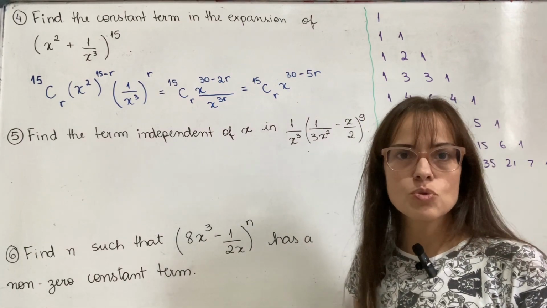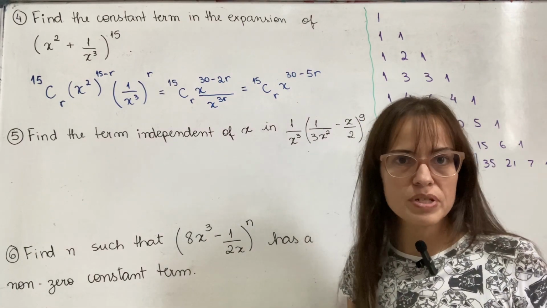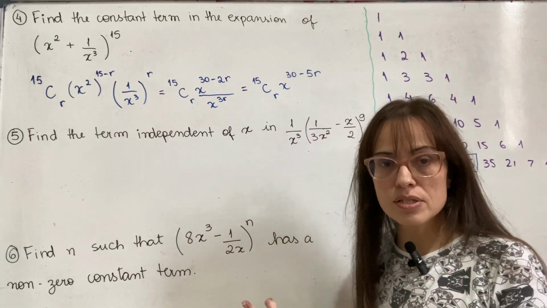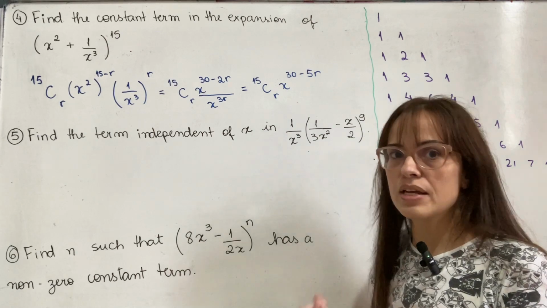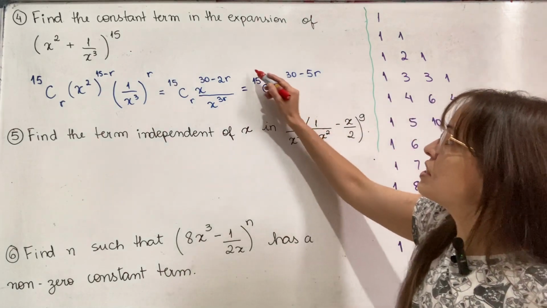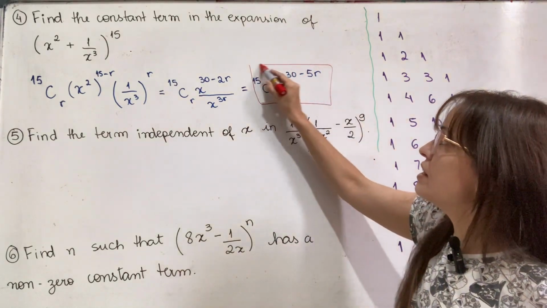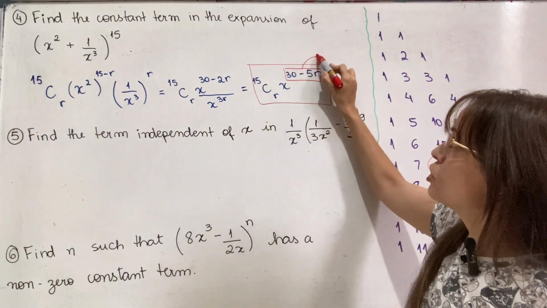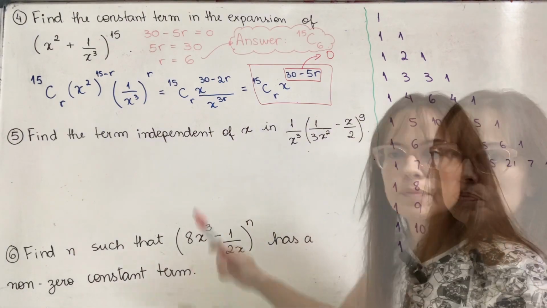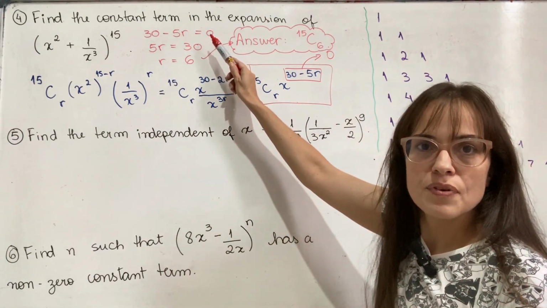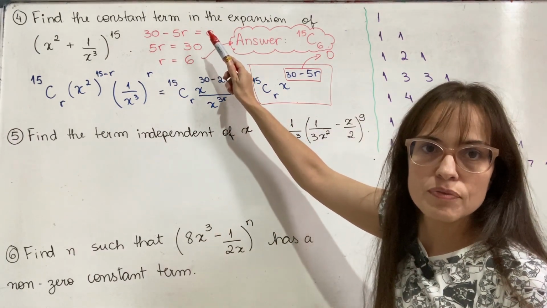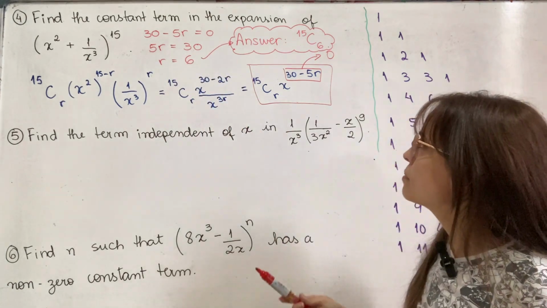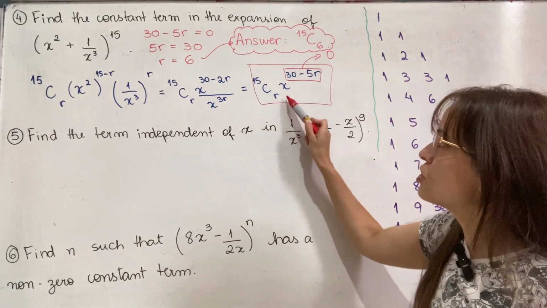I would have done this regardless of which term he was asking me for, but he is asking me for the constant term, so the term that doesn't have any x. In order for this thing to not have any x, I need this exponent here to be 0. So if 30 minus 5r needs to be 0, you solve that very simple equation, find out that r equals 6. So this is the answer, right? R needs to be 6.